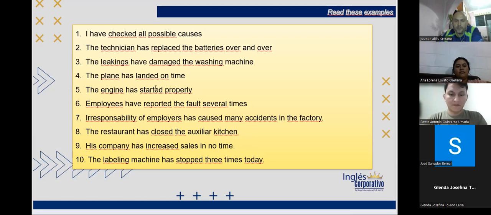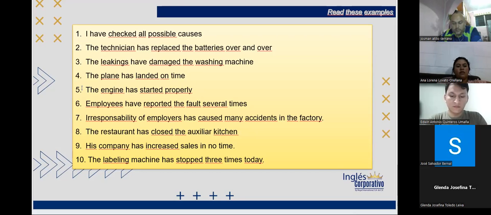The engine has started properly. Si lo decimos con la T suave también suena bien. Solo que recordemos que este es it. Entonces sería started. Started. Sin miedo hay que decir este ed porque tenemos una T final acá, ¿verdad? Entonces, the engine has started properly.